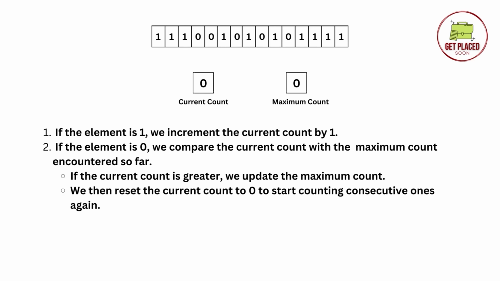We compare current count and maximum count and assign the maximum value to maximum count. After that, we update current count value to 0. I repeat, if the current element is 1 in the array, we increment current count by 1. If it is 0, we take the maximum value from current count and maximum count, update it to maximum count, and reset the value of current count to 0. Now let's see the iteration.